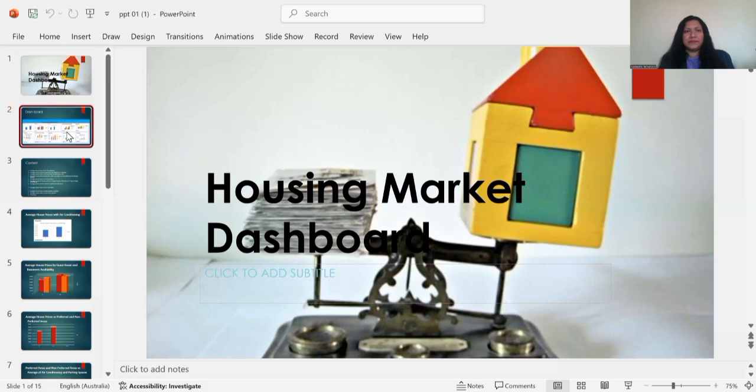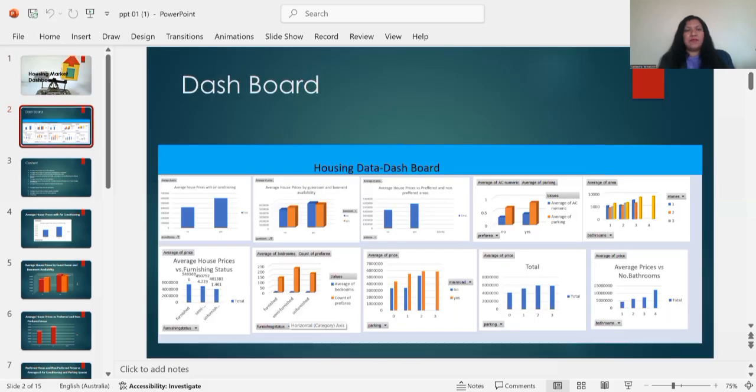This is our main dashboard. I will share it with you. As you can see, it presents several charts that analyze different aspects of the housing market. We'll examine each of these charts individually to understand what drives property values.